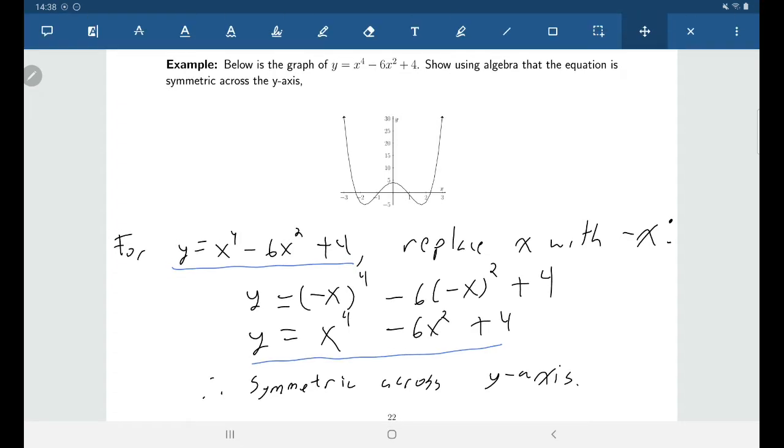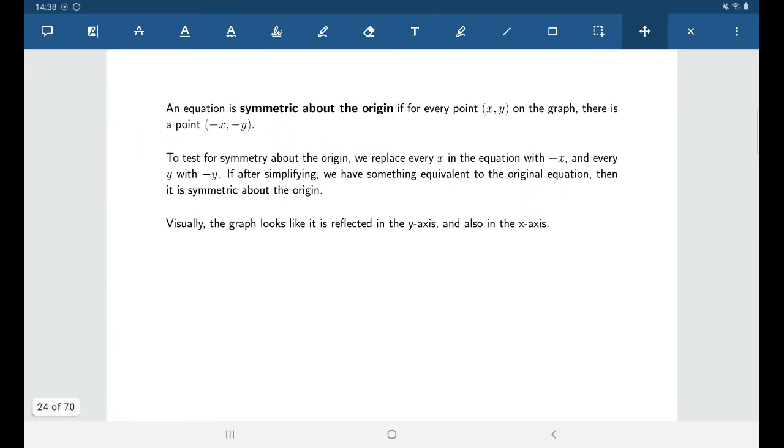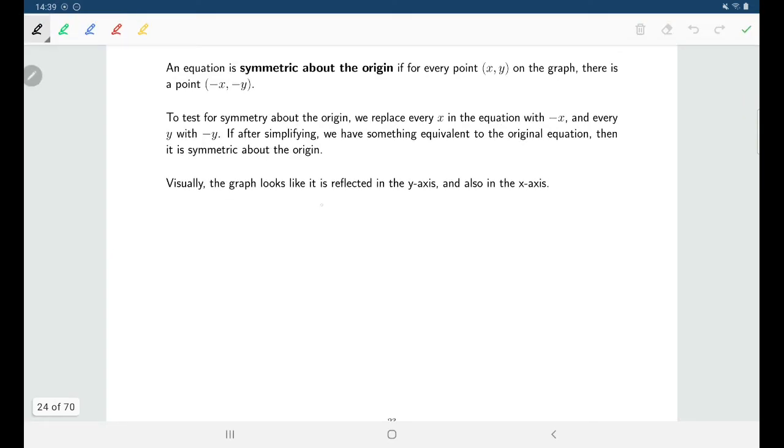So we've got two kinds of symmetry that we've seen so far. Symmetric across the x-axis, and symmetric across the y-axis. And there's a third kind of symmetry, which we call being symmetric about the origin. That one's maybe not as easy to express in words, but it's kind of easier to show with a drawing.